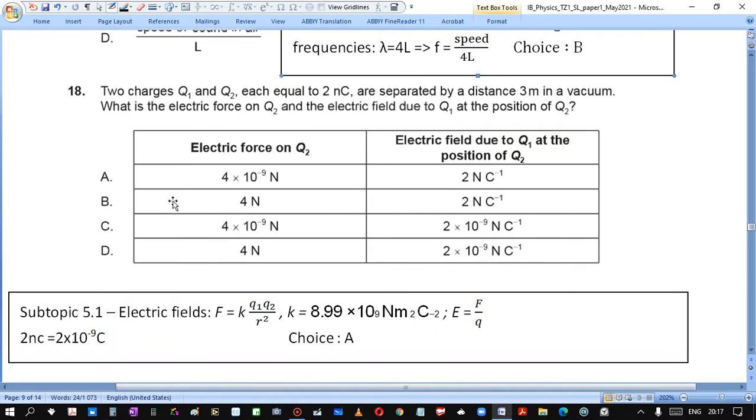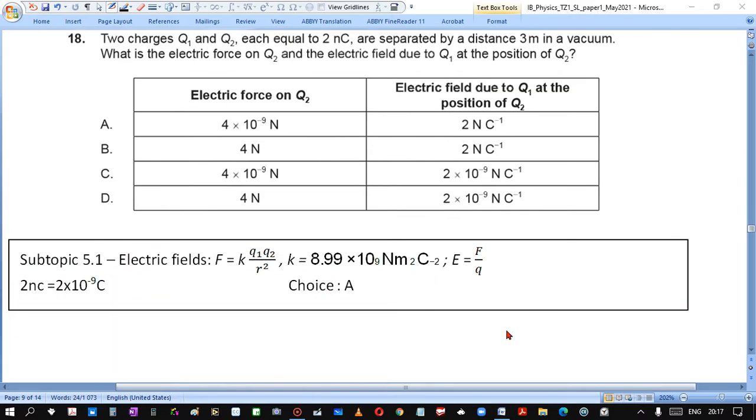Choice B. Question 18. Two charges Q1 and Q2, each equal to 2 nanocoulomb, are separated by distance 3 meters in a vacuum. What is the electric force on Q2 and electric field due to Q1 at the position of Q2? So I use formula from subtopic 5.1 for electric field and electric force. So I use K value from data booklet, and I got choice A.